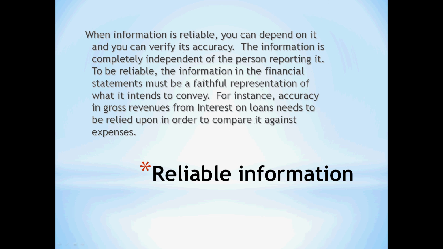When information is reliable, you can depend on it and you can verify its accuracy. The information is completely independent of the person reporting it. To be reliable, the information in the financial statements must be a faithful representation of what it intends to convey. For instance, accuracy in gross revenues from interest on loans needs to be relied upon in order to compare it against expenses.